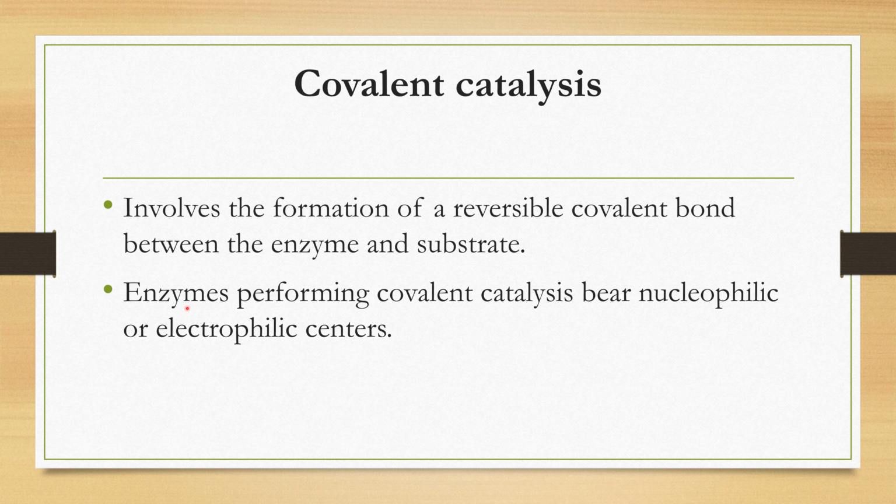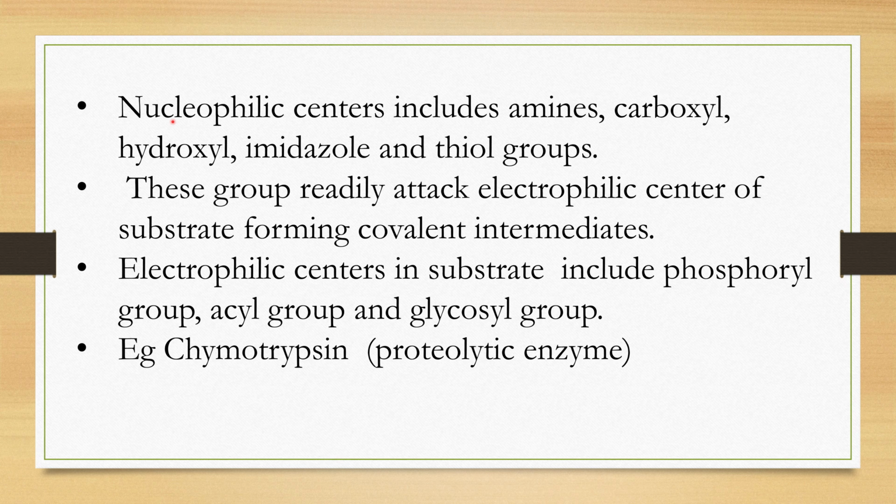Now, enzymes which undergo covalent catalysis usually have nucleophilic and electrophilic centers. The nucleophilic centers are like amino, carboxylic, hydroxyl, imidazole and thiol groups. These are the different nucleophilic centers. These nucleophilic centers attack your electrophilic centers, leading to the formation of a covalent intermediate.